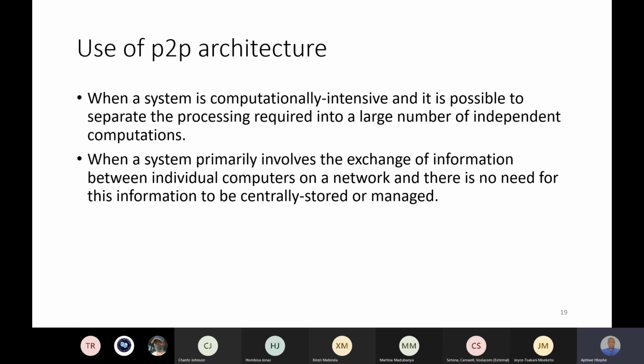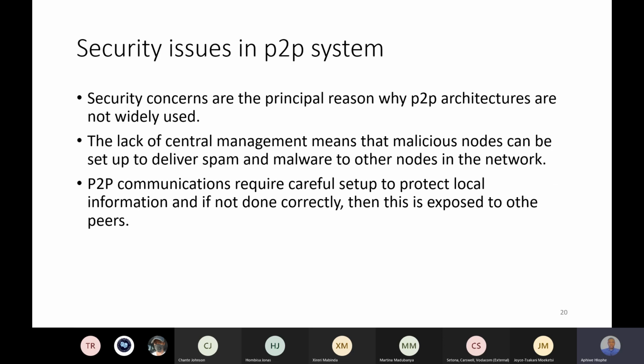It's obviously a very risky way of managing data. You're giving too much authority. With the distributed architecture, you ensure that you strike a balance. But with peer-to-peer, it's purely independence, okay? And there are various concerns that you may have here, especially pertaining to security, okay? So security concerns are the principal reason why peer-to-peer architectures are not widely used.